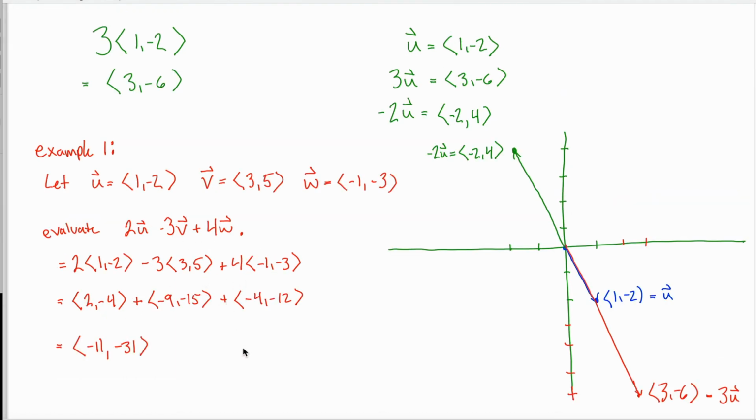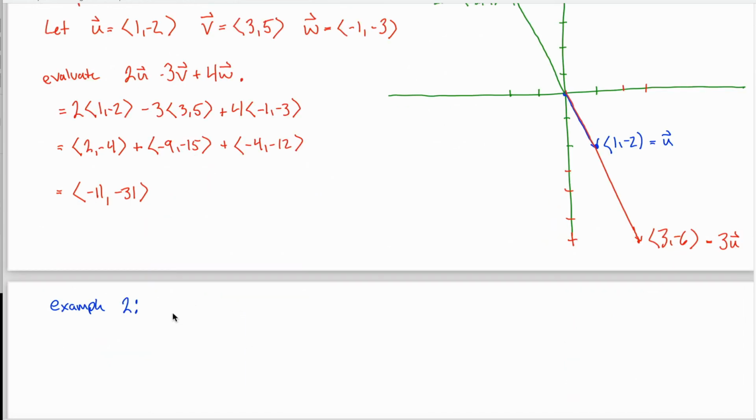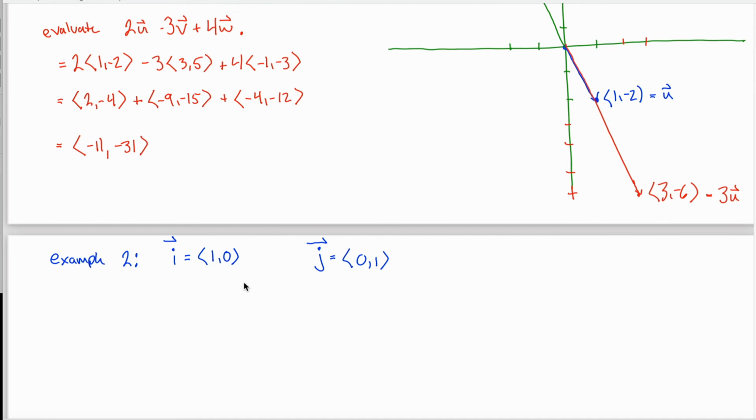One more example before I call this video good. There's two special vectors that get special names, typically the letters i and j. Typically, the way the vector i is defined is to be 1, 0. And the way the vector j is defined is to be the vector 0, 1. And with those definitions, somebody might ask you about the vector, I don't know, 3i minus maybe 5j.